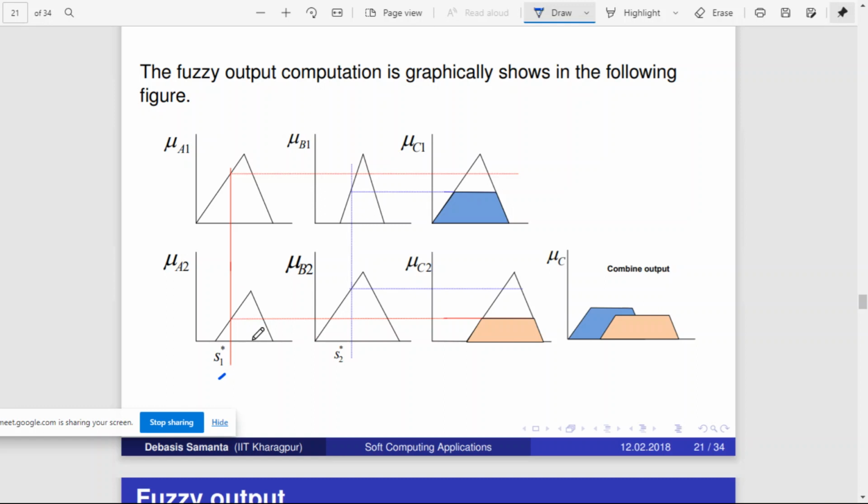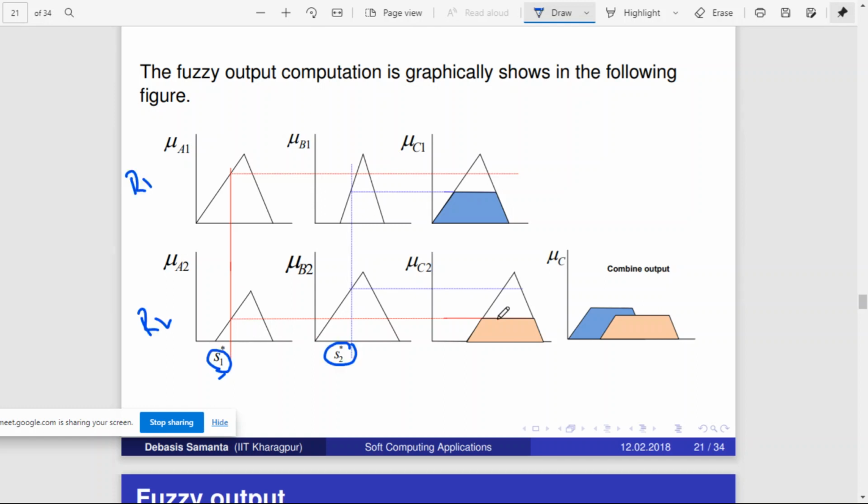Right. So this is the membership function corresponding to A1, and this is the membership function corresponding to B1, and this is the membership function corresponding to C1. This is basically for rule 1. This is for rule 2. This is the membership function corresponding to A2, this is the membership function corresponding to B2, and this is the membership function corresponding to C2. Right. So these are the inputs, S1 star and S2 star.